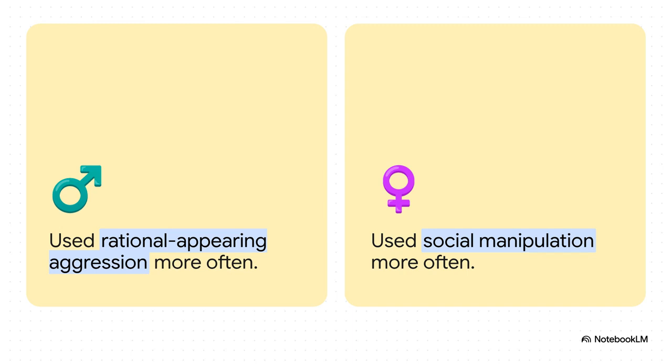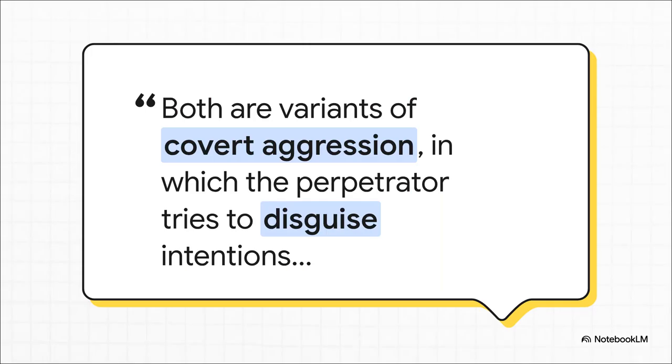To make that even clearer, you can see the comparison right here. Males used more of what's called rational appearing aggression. Females, on the other hand, used more social manipulation. The key thing to notice is that the study found a clear difference between the two groups. So, what do those terms actually mean? Well, the last sentence of the abstract explains it.